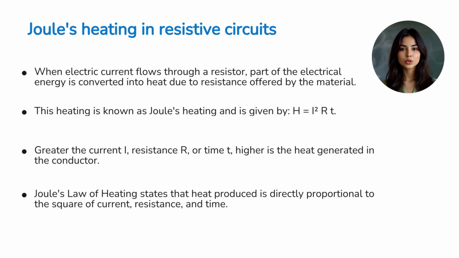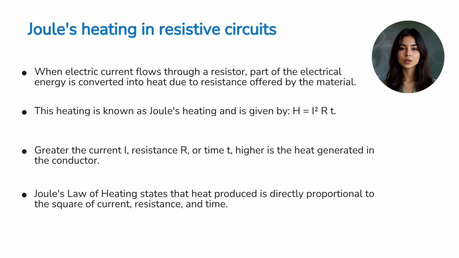This warming is what we call Joule's heating, and it's quantified by the formula H equals I² multiplied by R and T, where H is the heat produced in joules, I is the current in amperes, R is the resistance in ohms, and T is the time in seconds for which the current flows. Notice how if you increase the current, resistance, or the duration, the heat produced also increases.